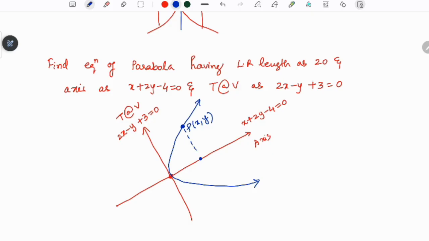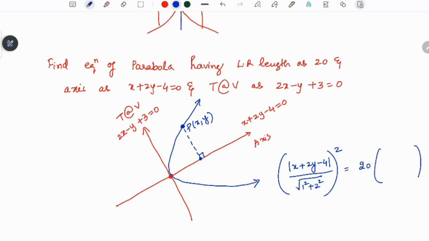Now, what is this distance? What is the P to axis distance? Substitute x comma y here. That would be modulus of x plus 2y minus 4 divided by root of 1 square plus 2 square. If you square this, that should be equal to the latus rectum, which is 20, into the perpendicular distance from this point to this line, which would be modulus of 2x minus y plus 3 divided by root 1 square plus 2 square.